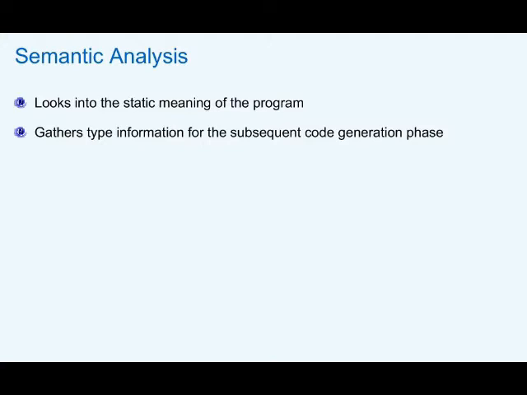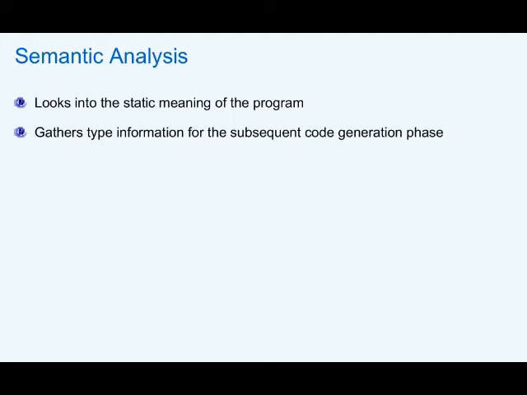Let's see one example of the semantic analysis phase. We have written a statement where we are trying to add one character to a floating point number. Syntactically it looks okay, x plus y, but if you look at the type of x and y, x is a character and y is a floating point number. So, semantically it doesn't look good. That kind of check will be done in this phase.